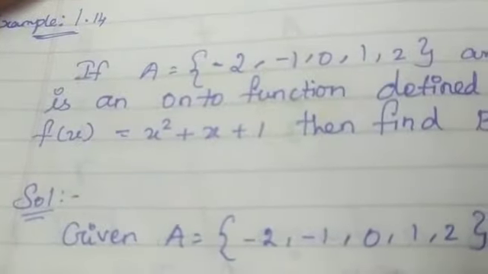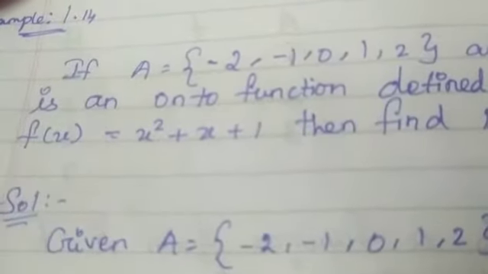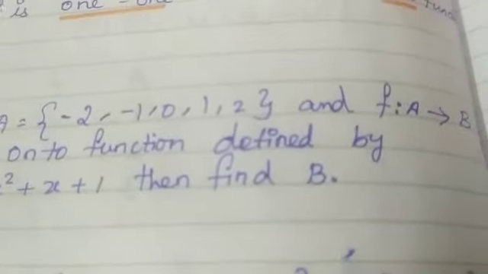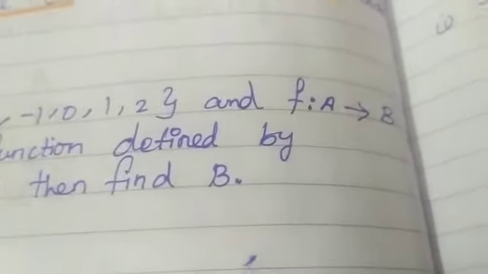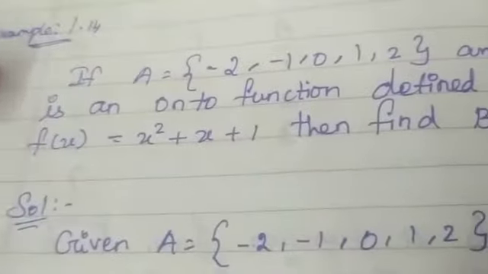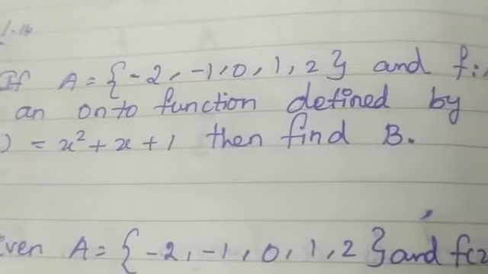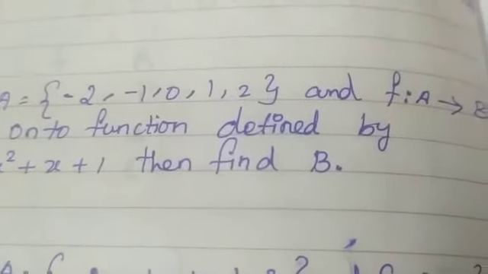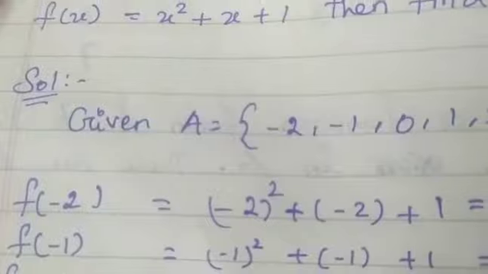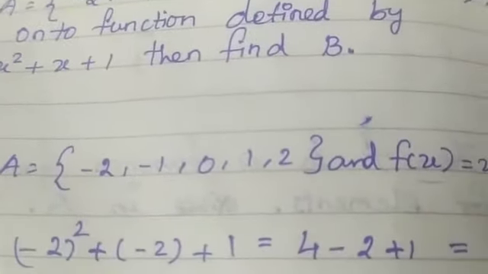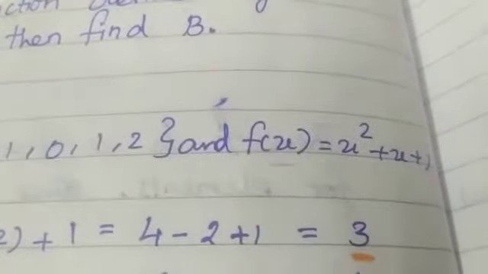So next we are going to the 14th example. If A equal to {-2, -1, 0, 1, 2} and f from A to B is an onto function defined by f(x) equal to x square plus x plus 1, then we have to find B. Already we have given the A value, that is -2, -1, 0, 1, 2 and f(x) equal to x square plus x plus 1.